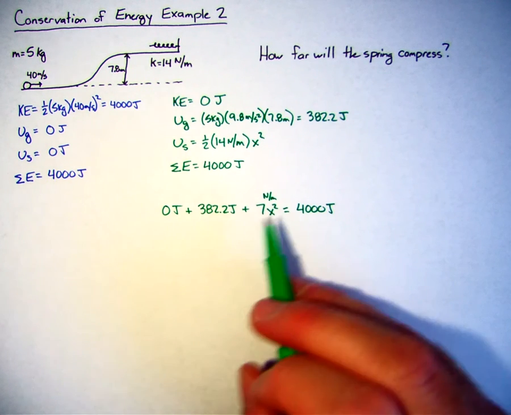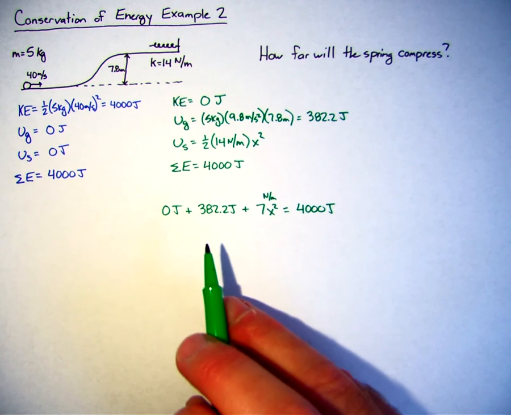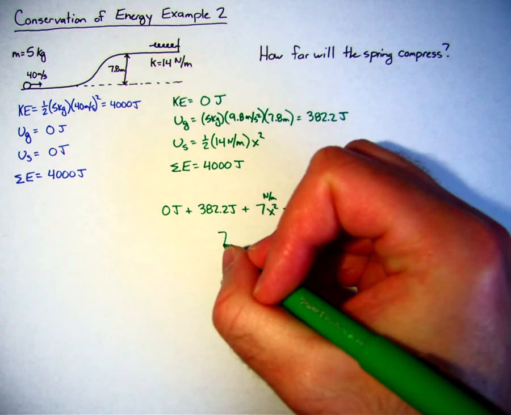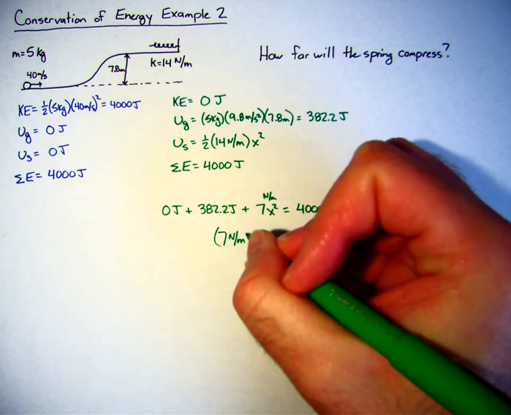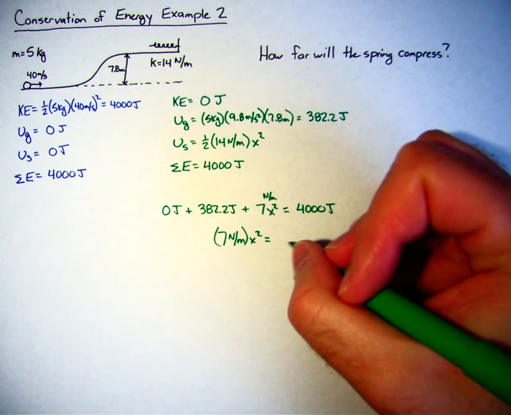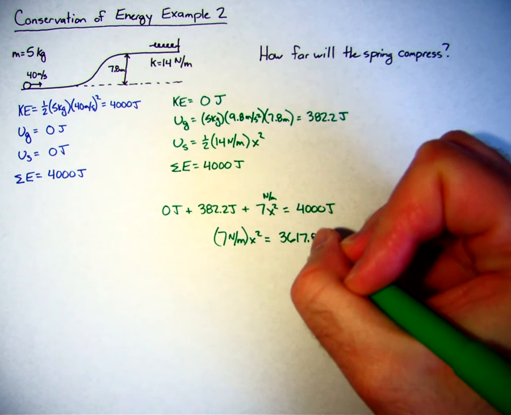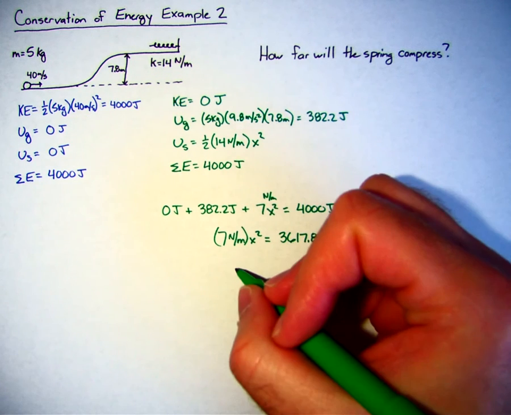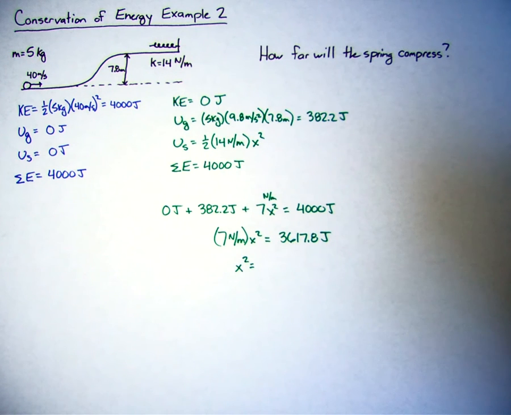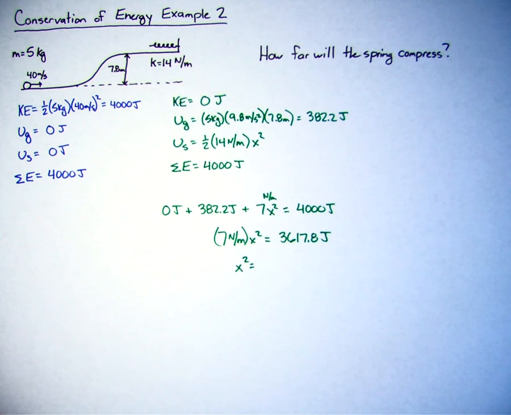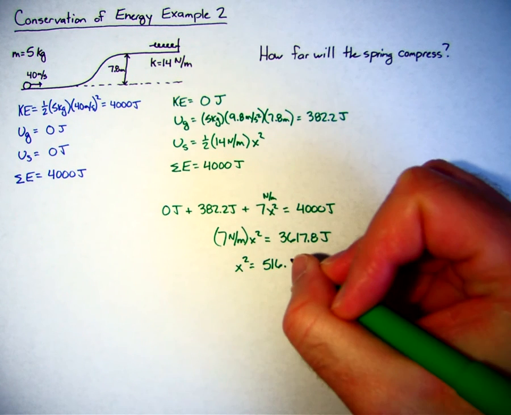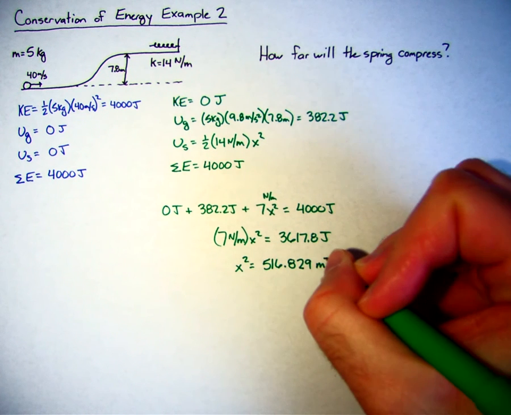Then if I just simplify, I can subtract 0, which I don't have to worry about, and subtract 382.2 joules from both sides. So 4,000 minus 382.2 joules. So I have 7 newtons per meter times x squared equals 3,617.8 joules. If I divide both sides by 7 newtons per meter, I get 3,617.8 divided by 7, which is 516.829. It ends up being meters squared.